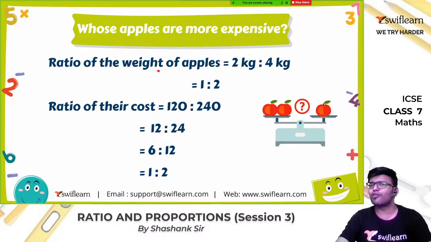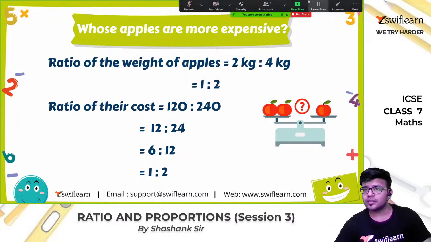So the ratio of the weight of apples. The first person Rajesh is selling 2 kg and Rohan is selling 4 kg. So 2 by 4 is 1 is to 2. Now let us take the ratio of their costs. 120 rupees by 240 rupees. You simplify, the zeros cancel, 12 by 24. 12 times 1 is 12, 12 times 2 is 24. So this ratio is also 1 by 2. So both ratios are the same. What does it mean? It means they are selling at the same price.